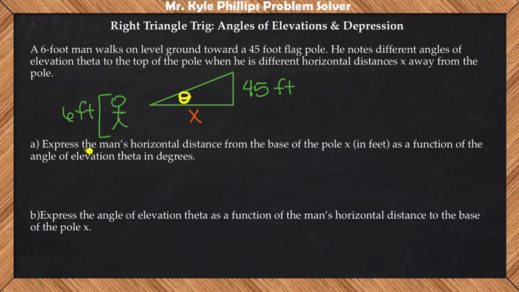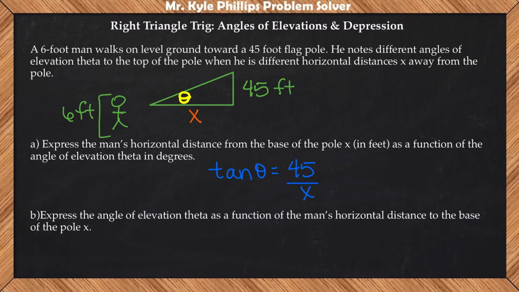So it says, express the man's horizontal distance from the base of the pole x in feet as a function of the angle of elevation theta in degrees. Now, this sounds overly complicated, but it's really not. All they want you to do is to set up the problem. So here I'm going to say tangent of theta is equal to 45 divided by x.